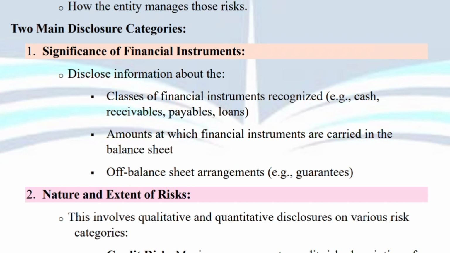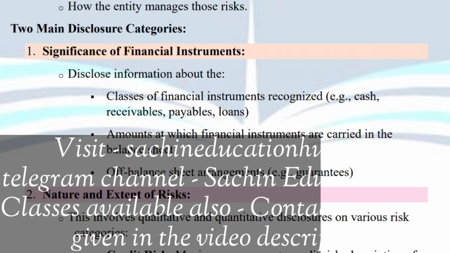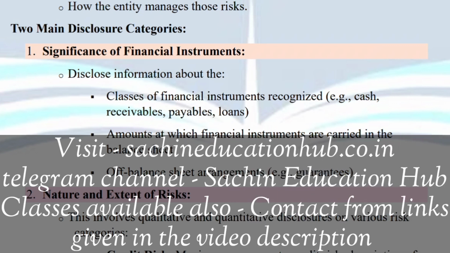So what do we have to disclose under this? We have to disclose information about three things under the significance of financial instruments. What are these three things? Firstly, the classes of financial instruments to be recognized, that includes cash, receivables, payables, and various types of loans.